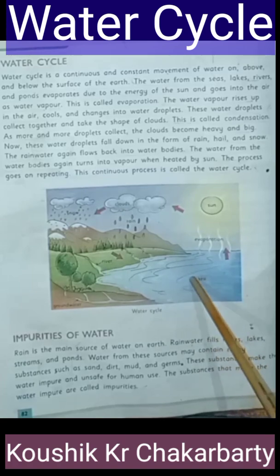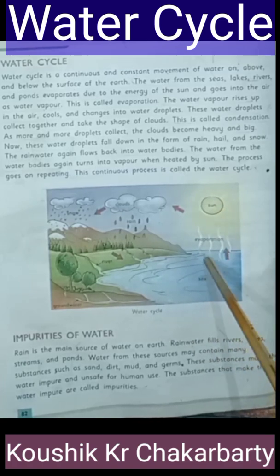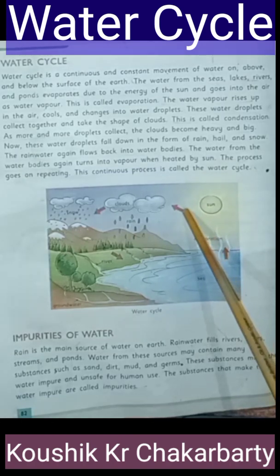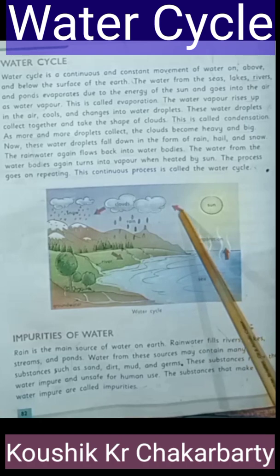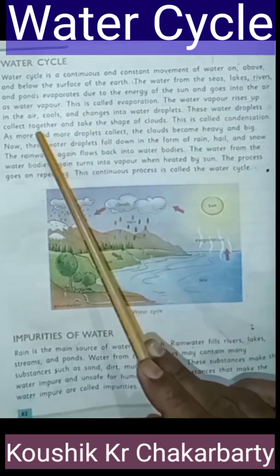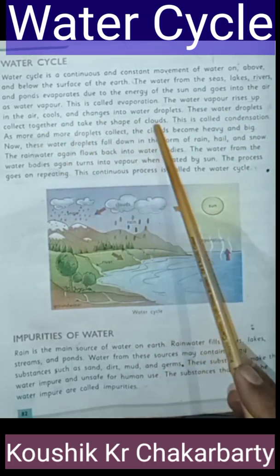First, what is here? In the sea there is water. Due to the heat of the sun it is rising up, right? Now it changes into water vapor, and again when it goes up, there it cools down. जब ठंडा होती है तो ये water droplets बन जाती है. Now what happens? Like this, water droplets collect together and take the shape of clouds.